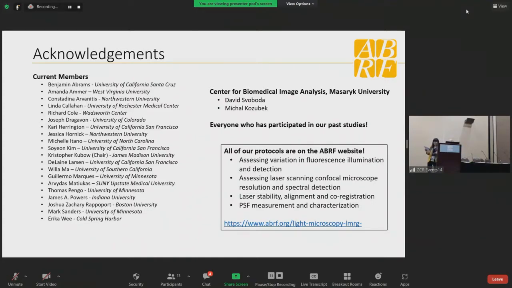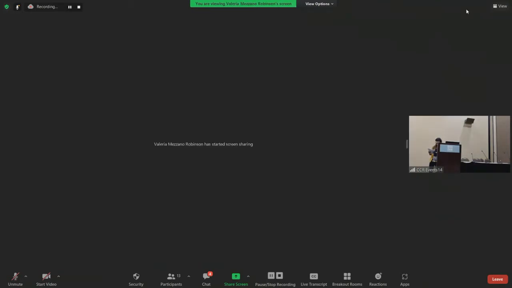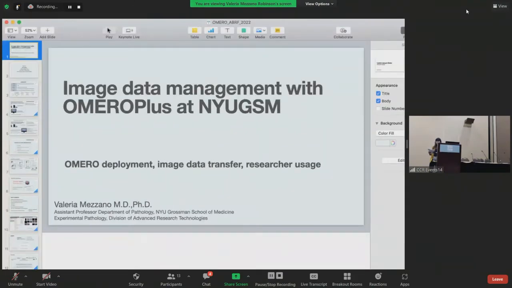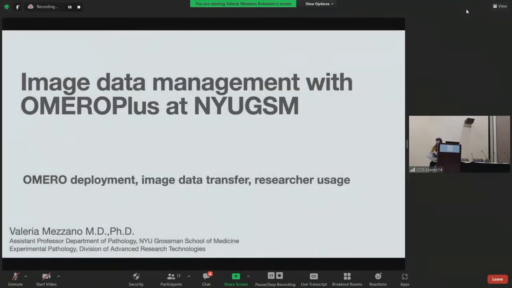So I'm very excited to continue this session today on image management and curation with OMERO and iRODS. And I'm going to welcome Valeria up here. She's an assistant professor in experimental pathology, joining us from NYU. And she's going to share insights into their implementation of OMERO at NYU School of Medicine.